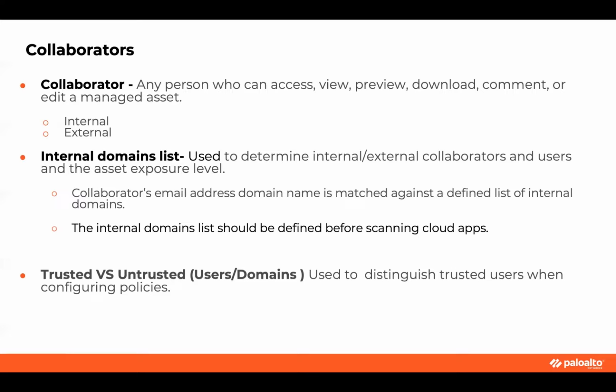Trusted and untrusted are attributes used to distinguish trusted users. This way, you can add internal collaborators to the trusted user list. This is important in policy definition and how policies trigger violations. By defining these attributes precisely, you can reduce false positives.